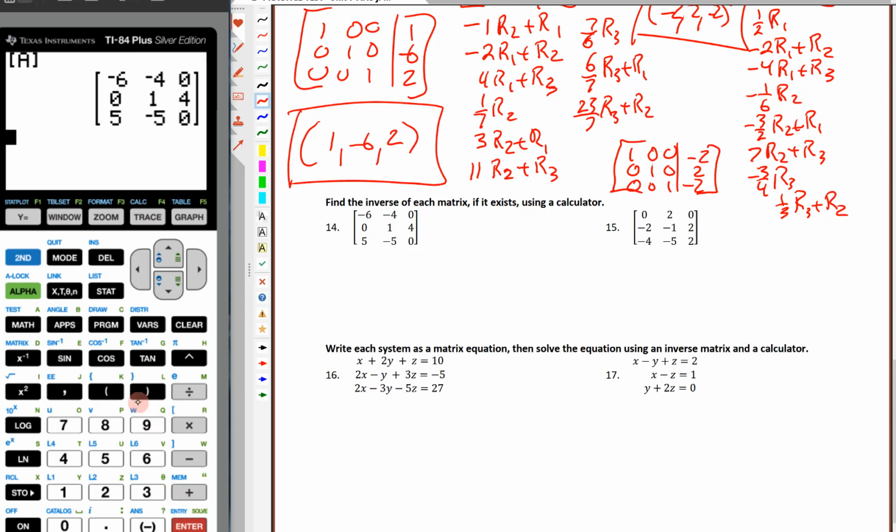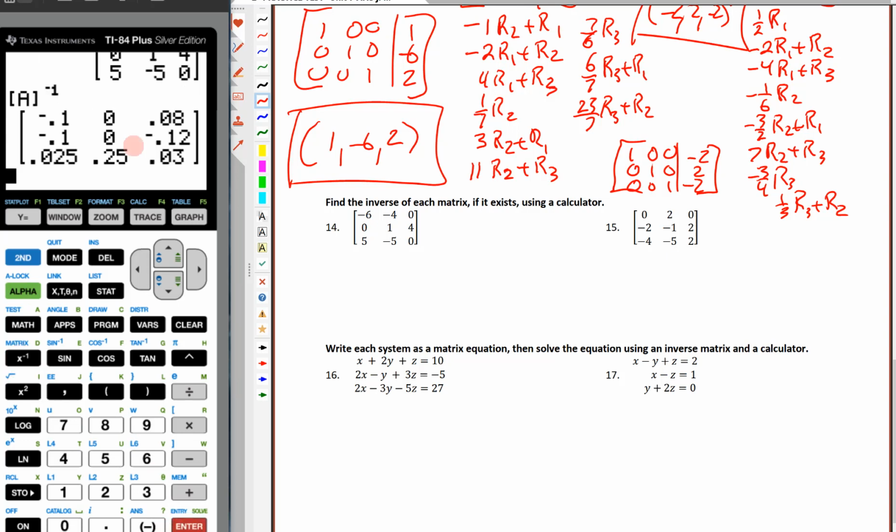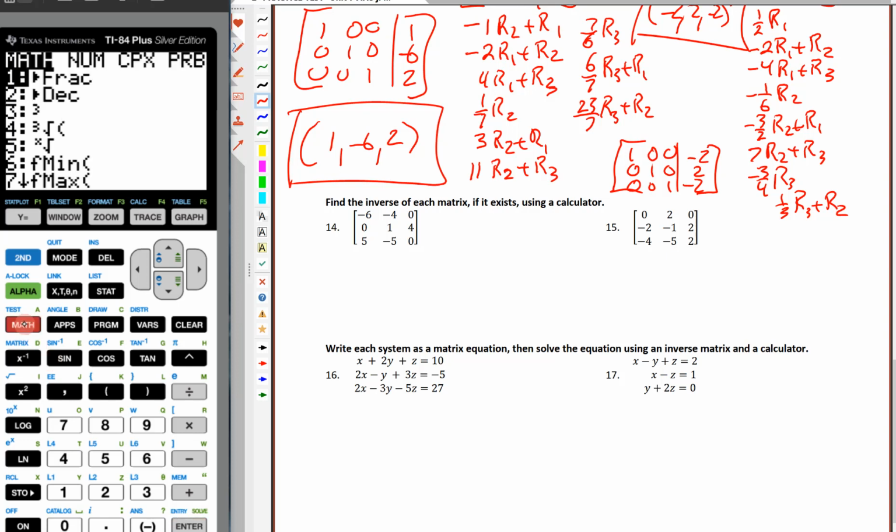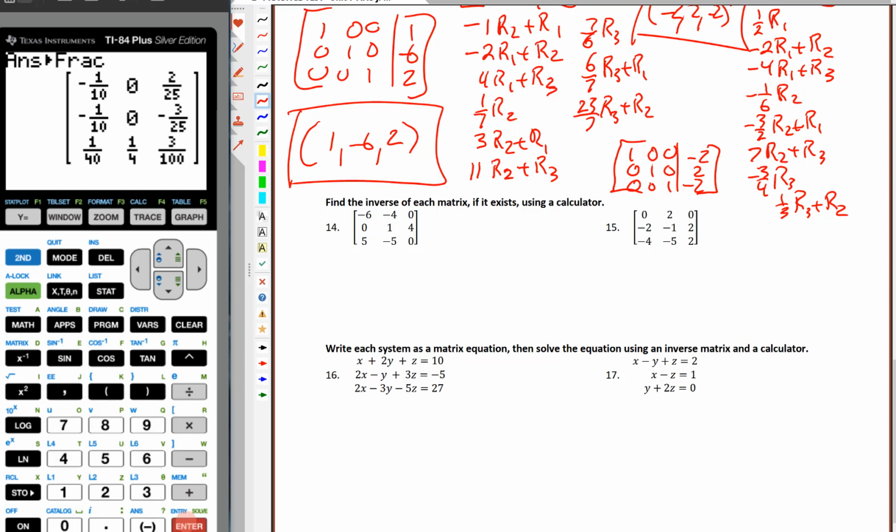Yep, looks good. And then I just have the calculator spit out what the answer is. So we're going to say, hey, I want you to take the matrix A, and I want you to find the inverse of that. And we hit enter, and there it is. It does put it in decimals, and we're going to have it change it to a fraction. So I'm just going to hit math, change to a fraction, and we're going to write these down. So this is -1/10, 0, 2/25, -1/10, 0, -3/25, 1/40, 1/4, whoops, I'm going to make that look right, 1/4, and then 3/100.